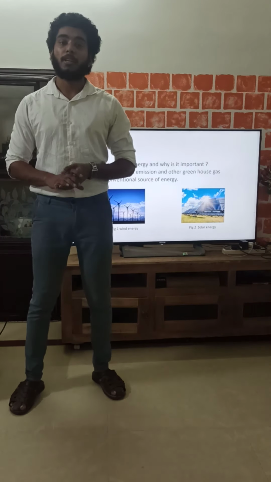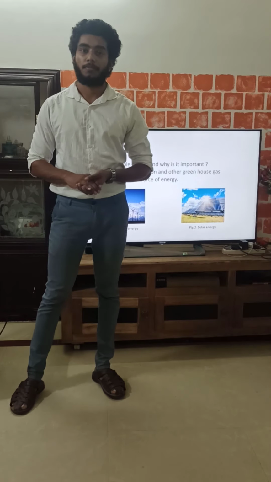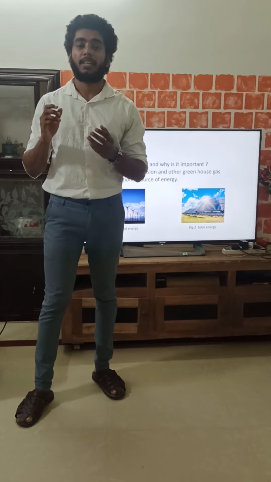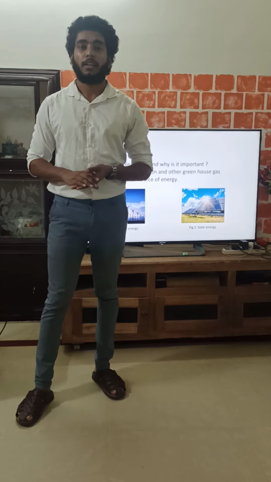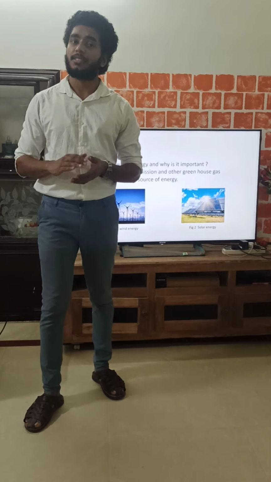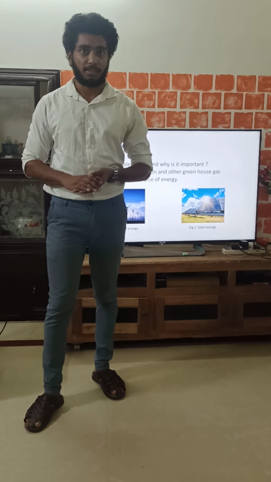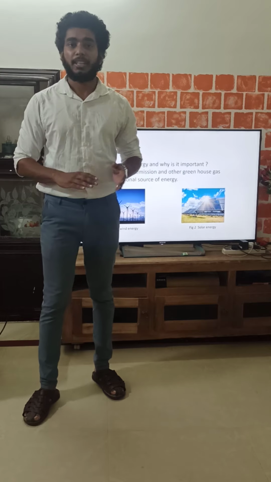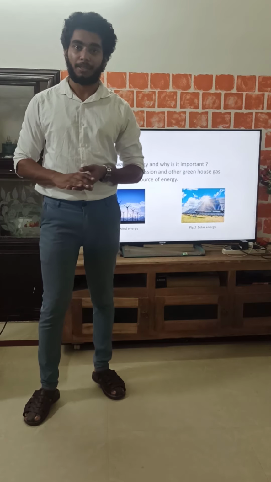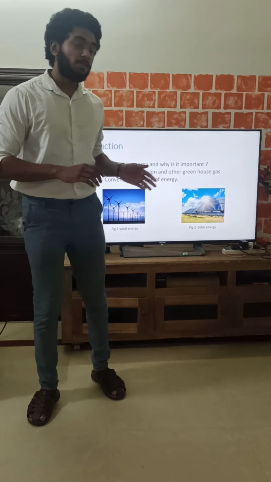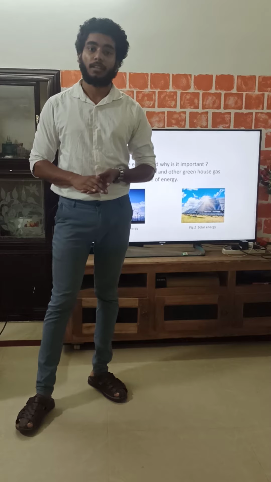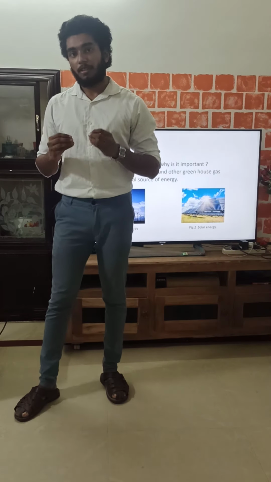What is renewable energy and why is it important? Renewable energy collects energy from renewable sources like solar, wind, geothermal, etc. And why is it important? Because it emits less carbon and other greenhouse gases. And it's a non-conventional source of energy, so it doesn't get depleted over time. So, using renewable energy to meet the electricity demand will increase in the future.